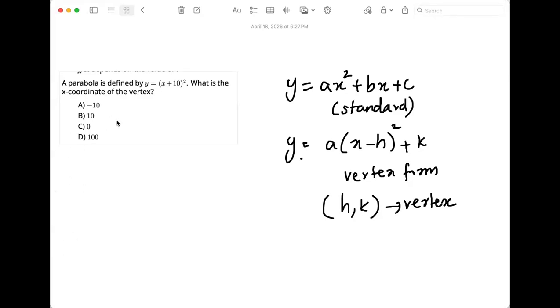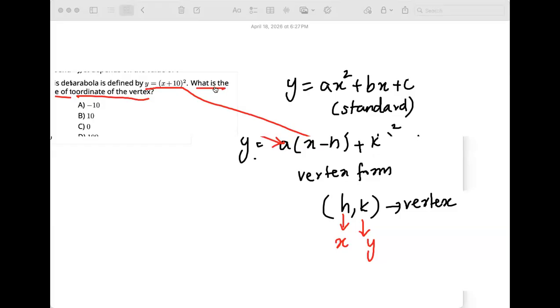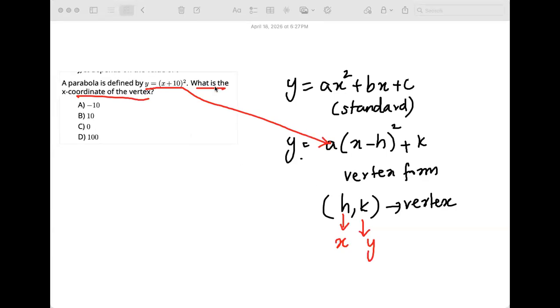Now, Ashwath, I want you to compare this format with this format. h is the x value of the vertex. This is the y value of the vertex. So, they are asking for the x coordinate of the vertex. Can you answer? Compare and tell me. Let me see, Ashwath. You are going to tell me. Did you get it?